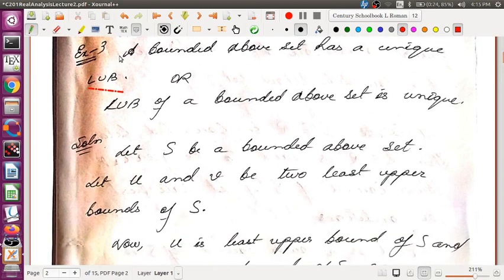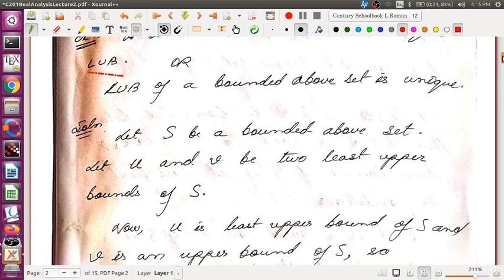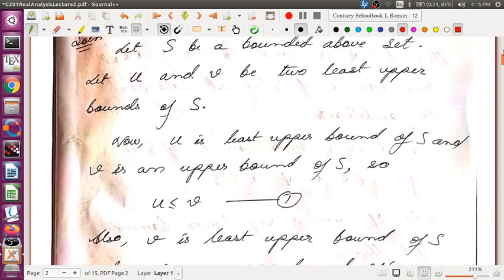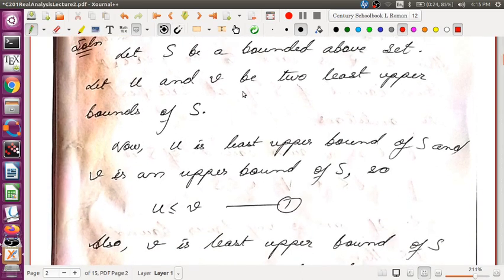Okay, so this is the exercise. Least upper bound of a bounded above set is unique. Okay, so how to show this? It's very simple, just arguments based on the definition. So let S be a bounded above set and let U and V be two least upper bounds. Okay, suppose that U and V are two least upper bounds of S. Then you observe that U is the least upper bound, and V is also a least upper bound, we had supposed.